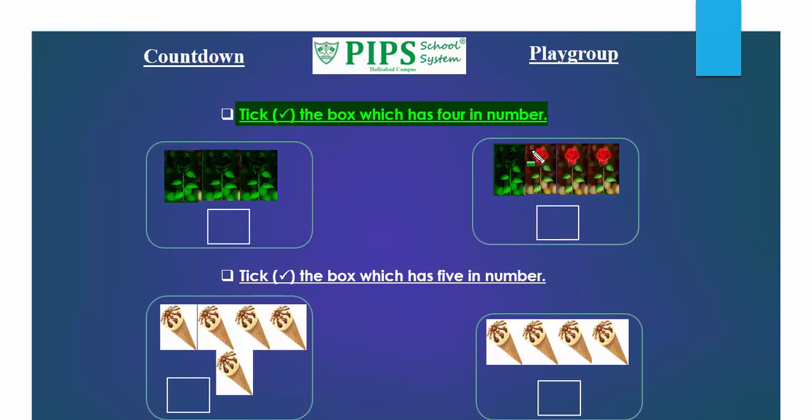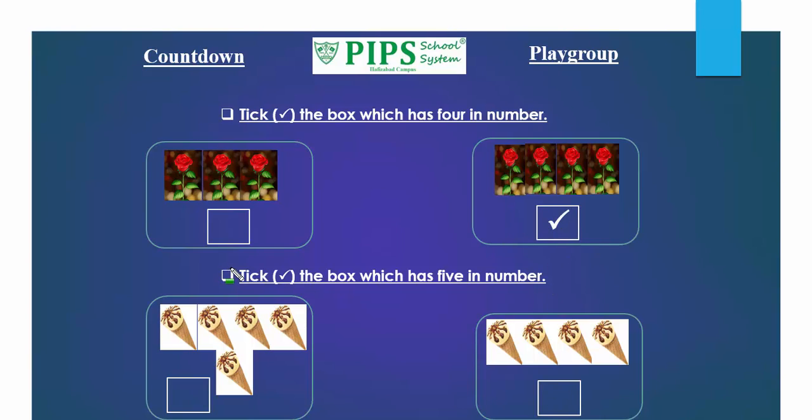1, 2, 3, 4. These are 4 flowers. How many flowers are there? These are 4 flowers. Playgroup class, do you know which box has 4 in number? The second box has 4 in number. Now we will tick the second box like this.